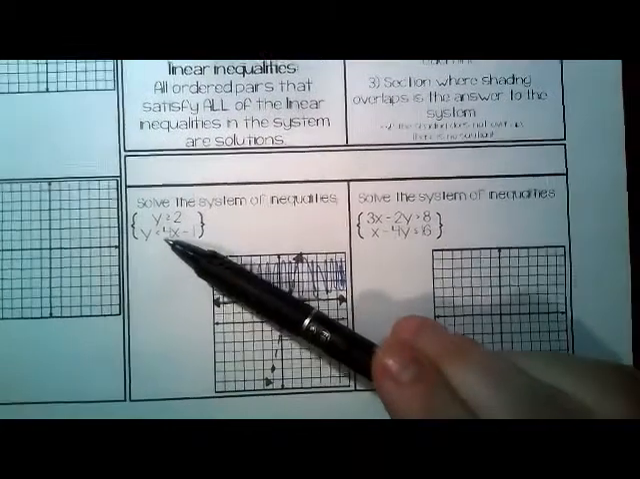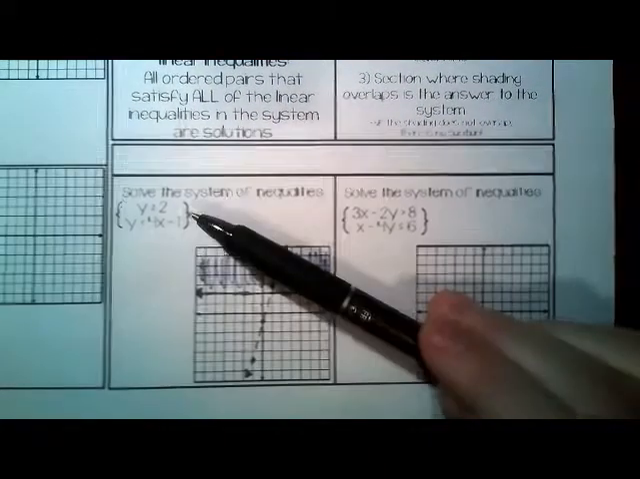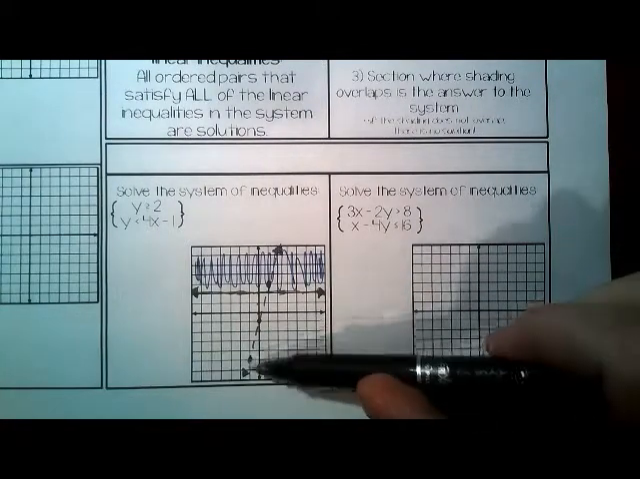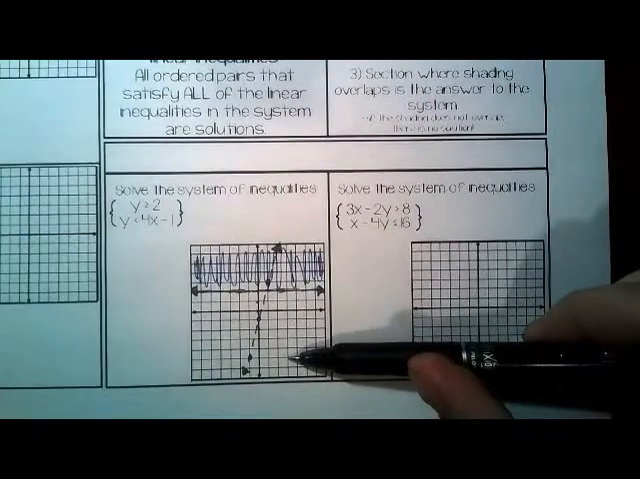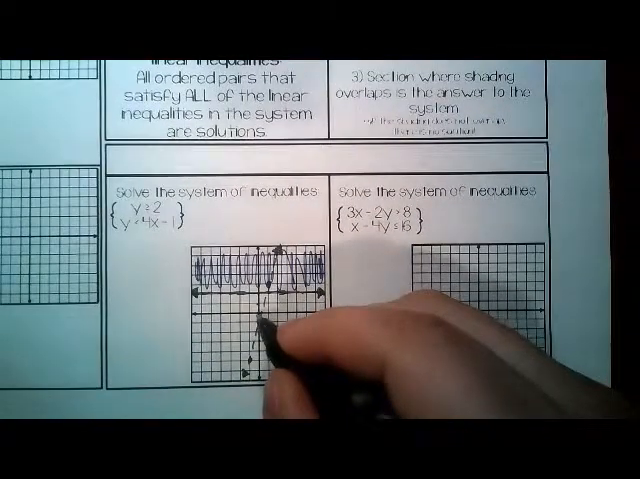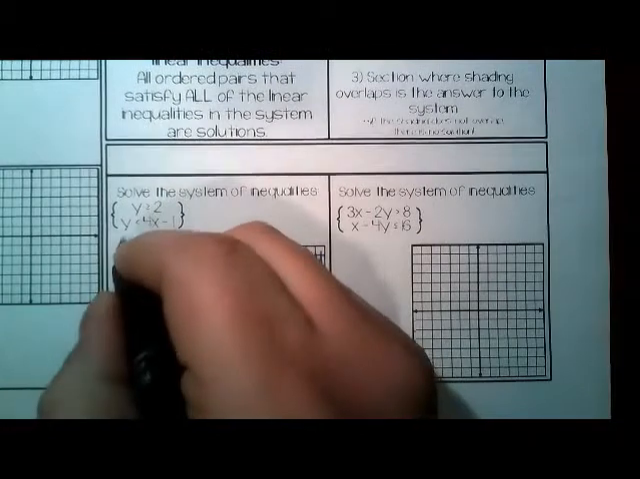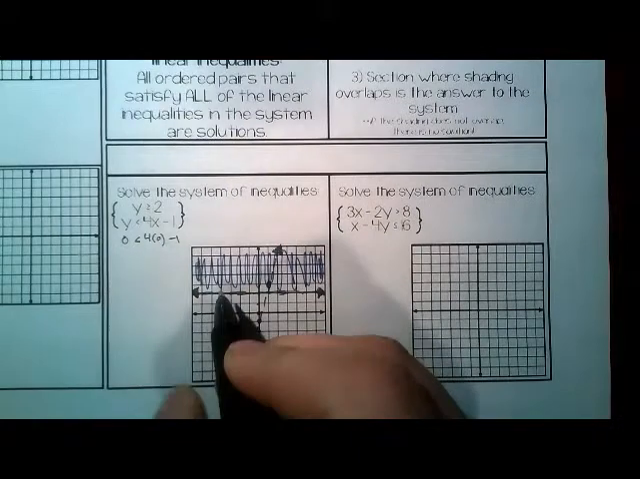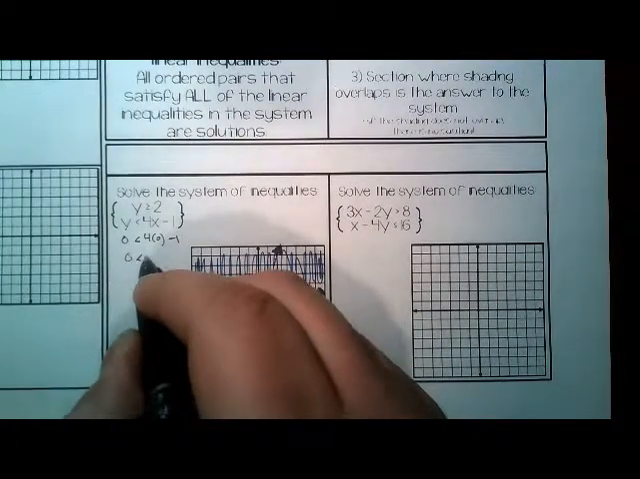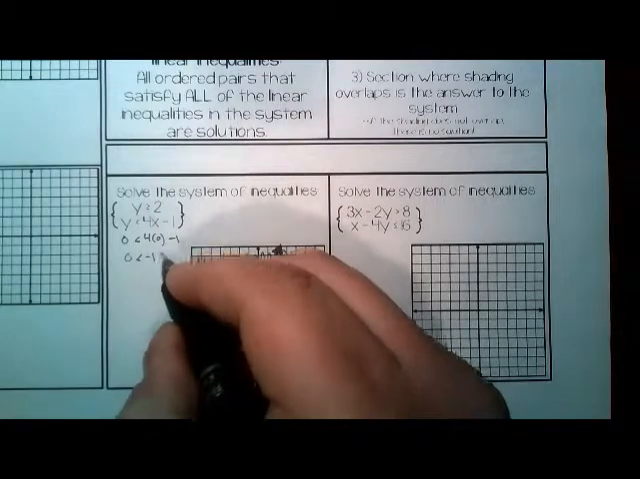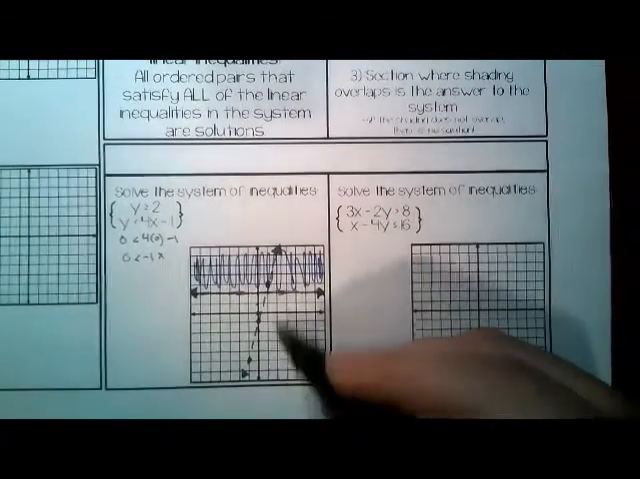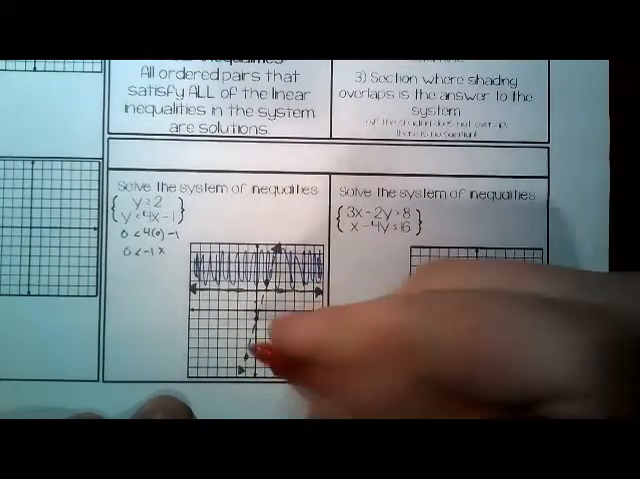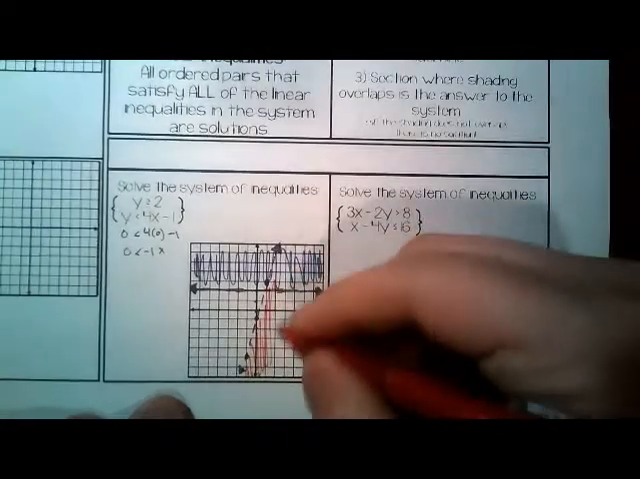Now this one is less than 4x minus 1. So that means I'm shading the values below that line. Okay, so below that line would be over here. Another way you could test it, if you want to test out 0, 0 to figure out which way to shade: is 0 less than 4 times 0 minus 1? 0 less than negative 1? No, it is not. So I wouldn't shade over here. I'd shade this area, which means that I'm shading down.